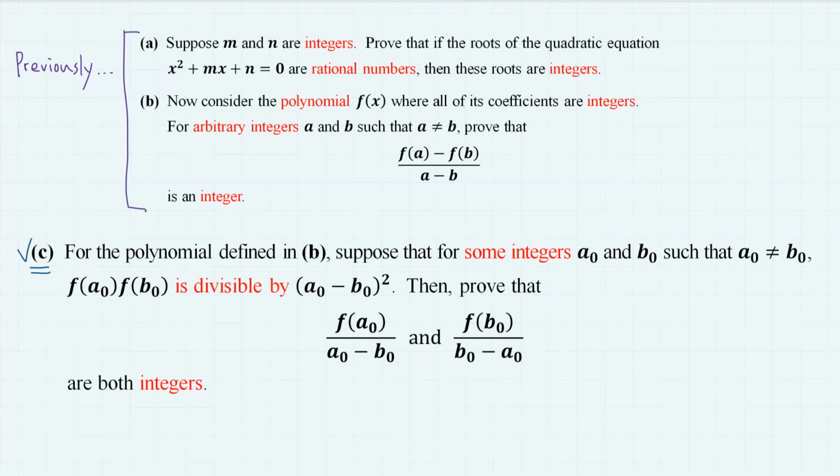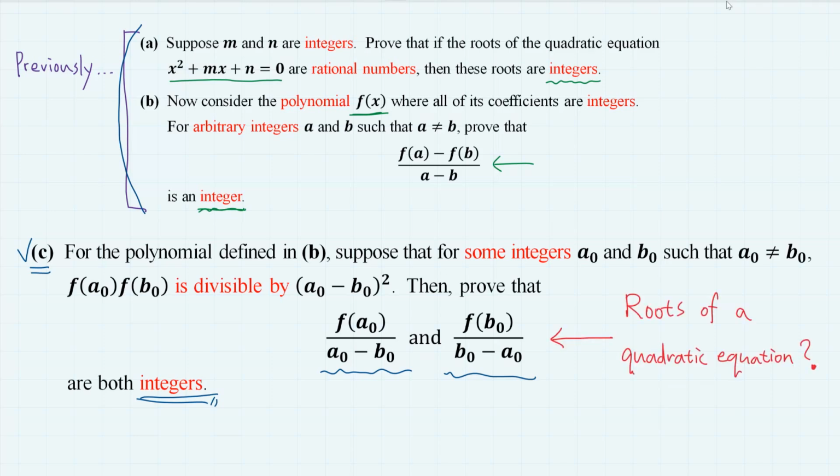In the final problem, we have to prove that these two are integers. But before we dive in, let us reflect on what we have proved in the previous two problems. In the first problem, we have proved that the rational roots of this integer coefficient quadratic equation must be integers. And in the second problem, we have learned that for an arbitrary polynomial f(x), this expression is always an integer. So let us think about it in this way. What if we construct a quadratic equation having these two values as its roots?